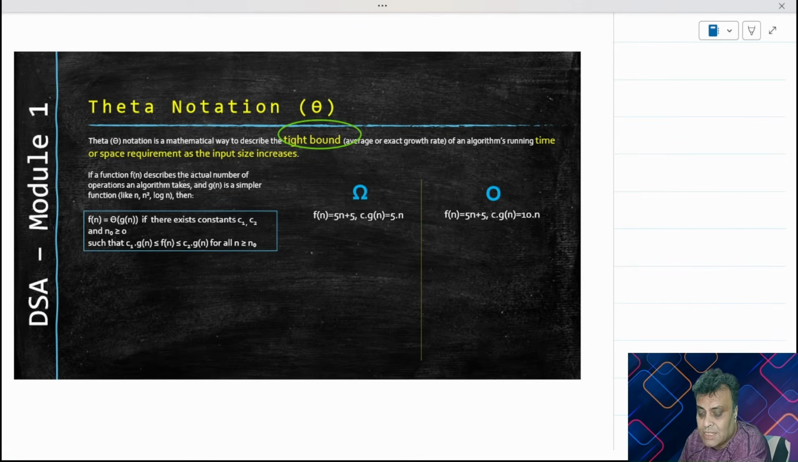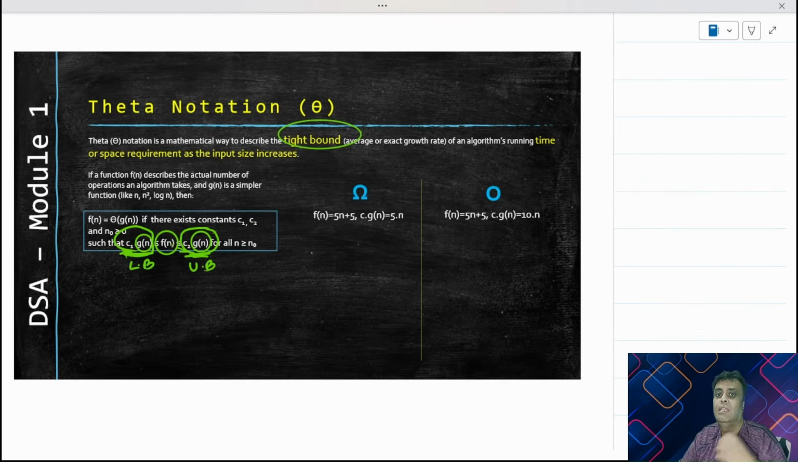Now theta says, can you give me a common gn? Can you give me a common gn with two constants c1 and c2 such that one of these will be below fn, and one of these will be above fn. That means this definitely will be the upper bound and this definitely will be the lower bound. If that happens and you have a common gn, then that gn becomes your average bound.